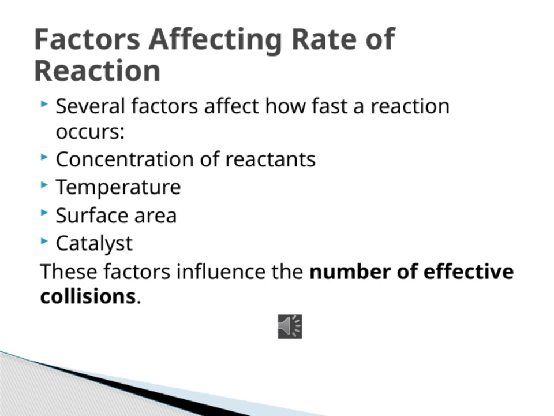Then we have catalysts. These are substances that speed up reactions without being consumed themselves. They work by providing an alternative pathway with a lower activation energy. All of these factors, concentration, temperature, surface area, and catalysts, affect the number of effective collisions between particles. The more effective collisions there are, the faster the reaction proceeds, and that ties back into our overall theme of understanding how to control and optimize reaction rates.